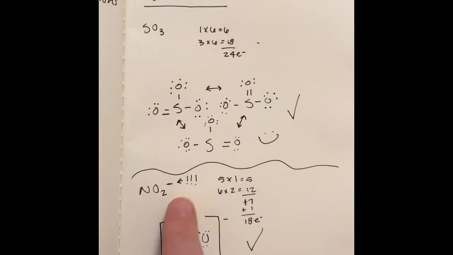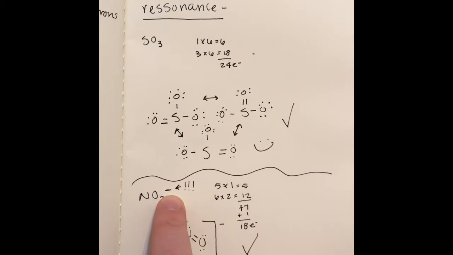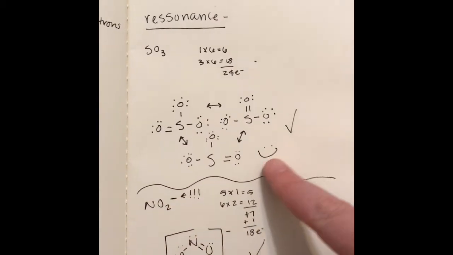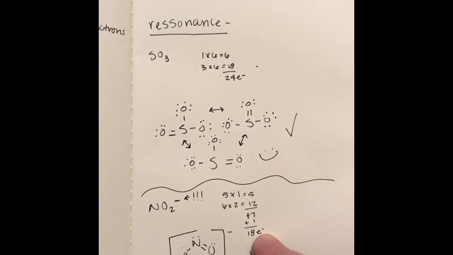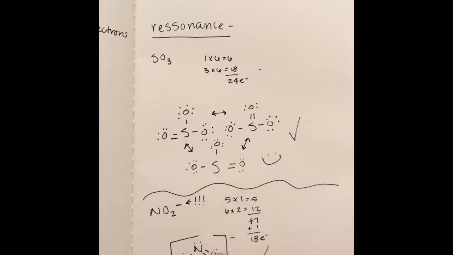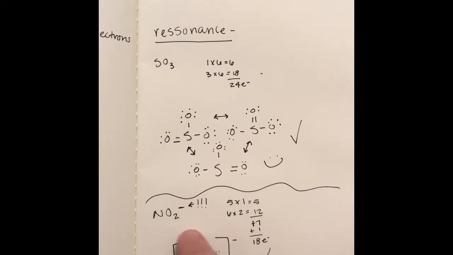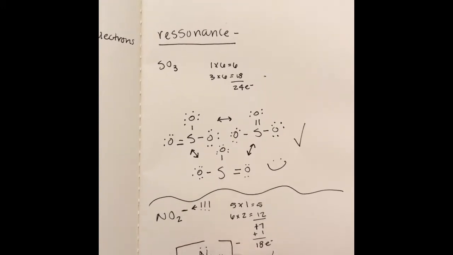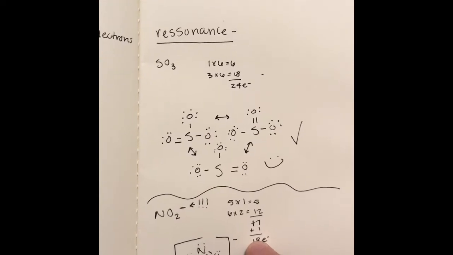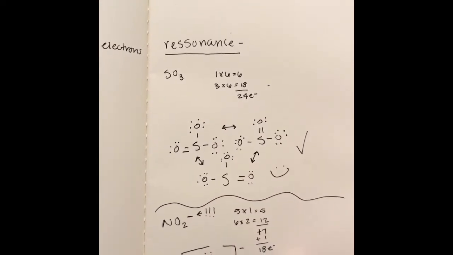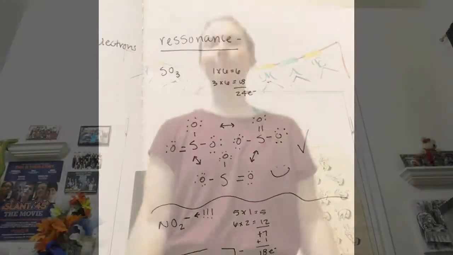And then for when you have a negative charge, you're going to count your electrons and then add 1 more because you have 1 extra electron. You're going to draw your structure, and then you're going to leave it in brackets and then put a minus out to the side so people know that it has an extra electron and a negative charge. And now you're good. Now you know.